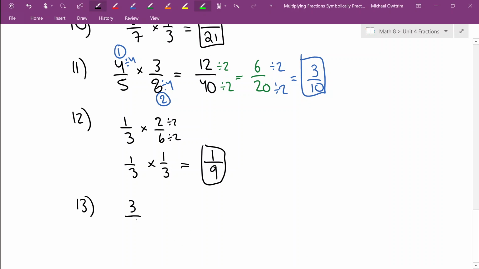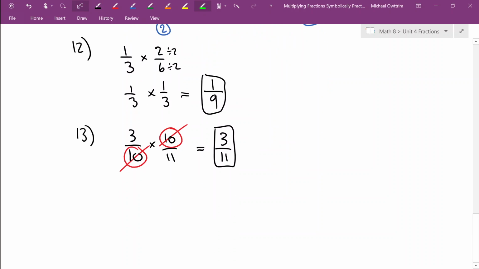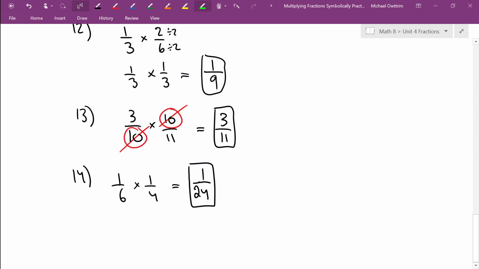Question 13, 3 out of 10 times 10 out of 11. Again, we've got one factor of 10 on each top and bottom. We can cancel those out. We get our 3 over 11. Question 14, we've got 1 over 6 times 1 over 4. 1 times 1 on the top is 1, 6 times 4 on the bottom is 24.